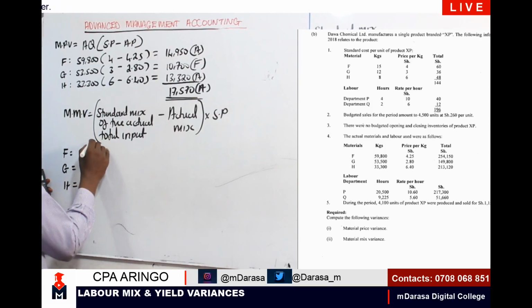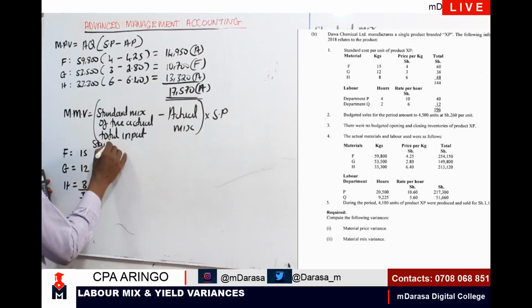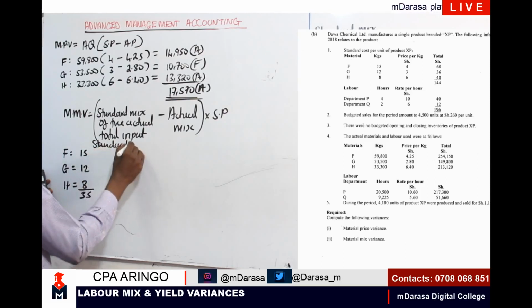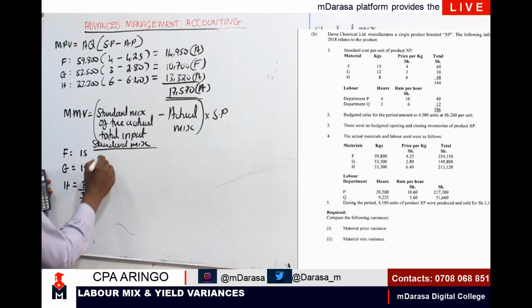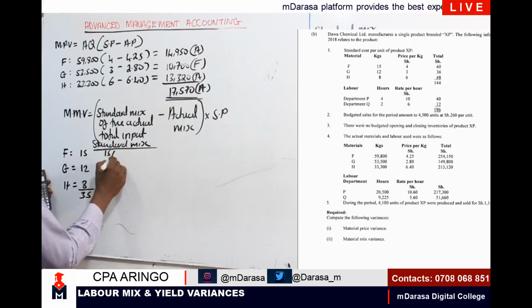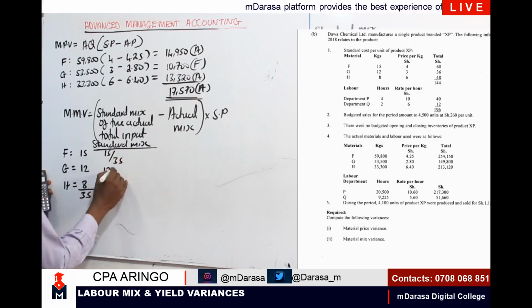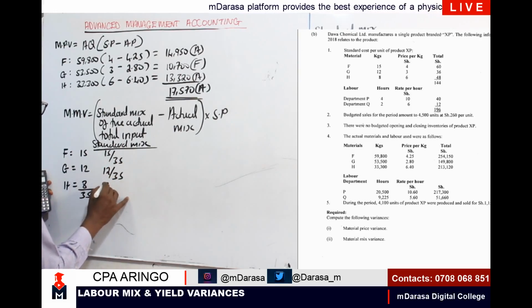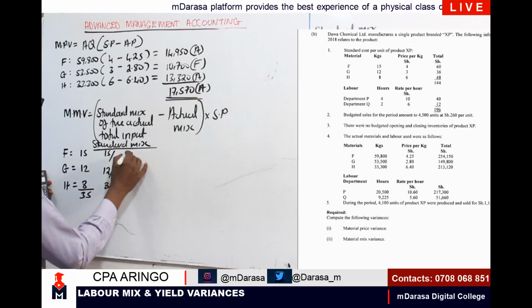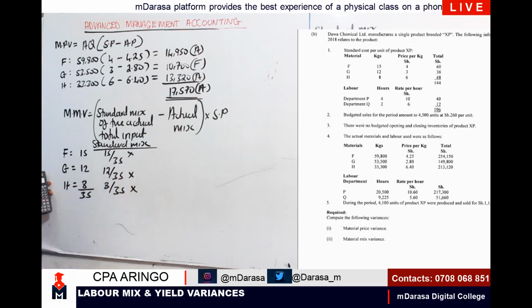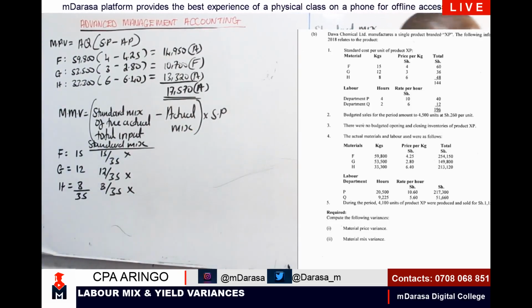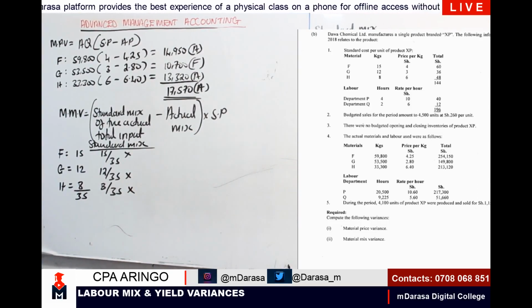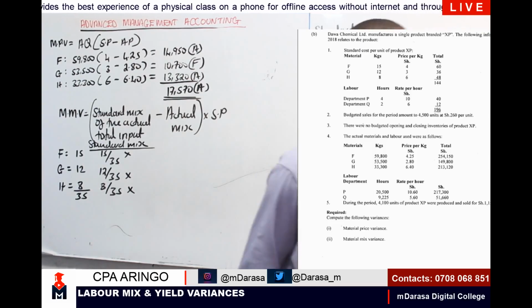So we need our standard mix. If you can recall the concept, standard mix. So therefore, my standard mix, I should be talking of the first one, I'm having 15 of 35, 12 of 35 and 8 of 35 times what? Our actual input. What is our total actual input of our materials, my good students?